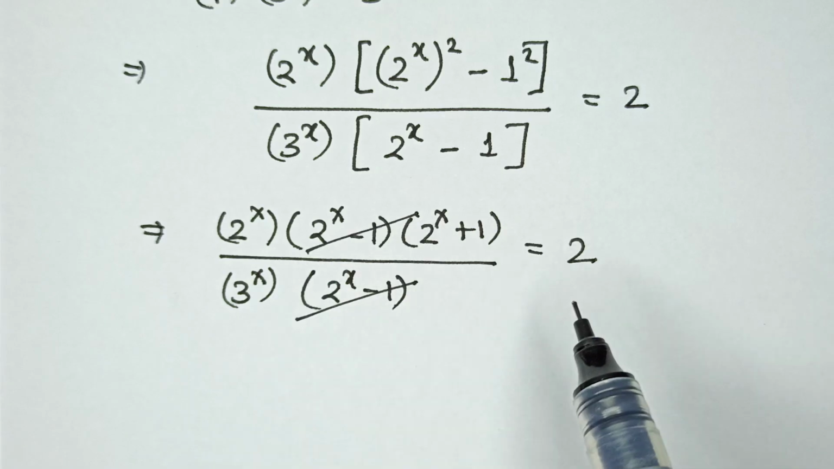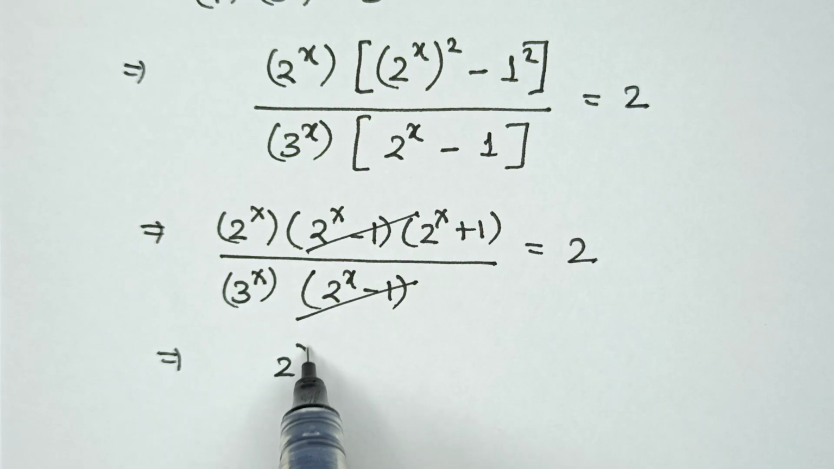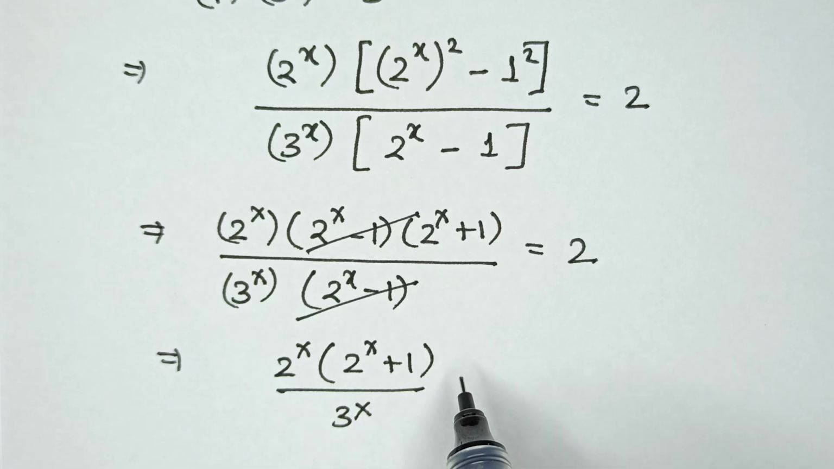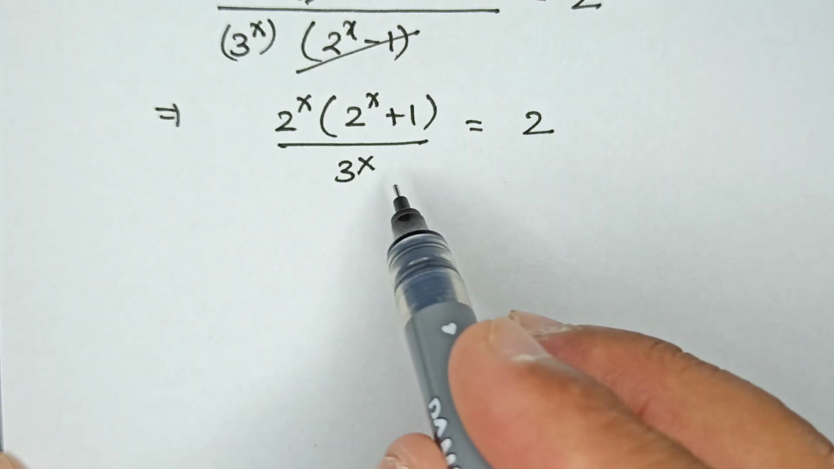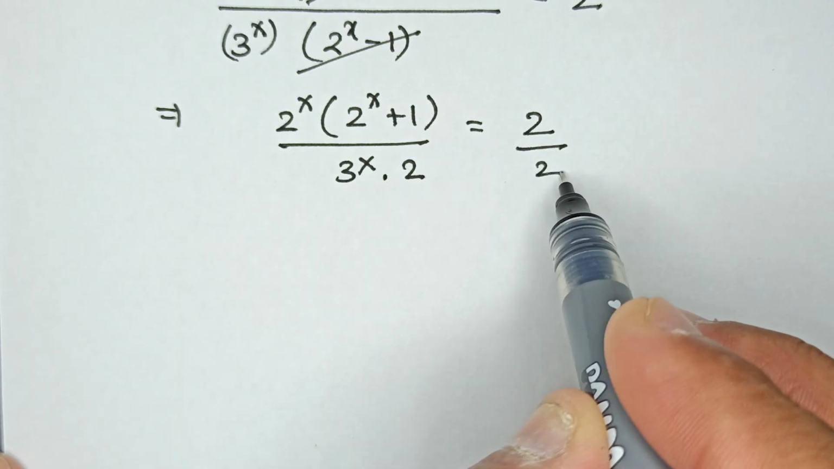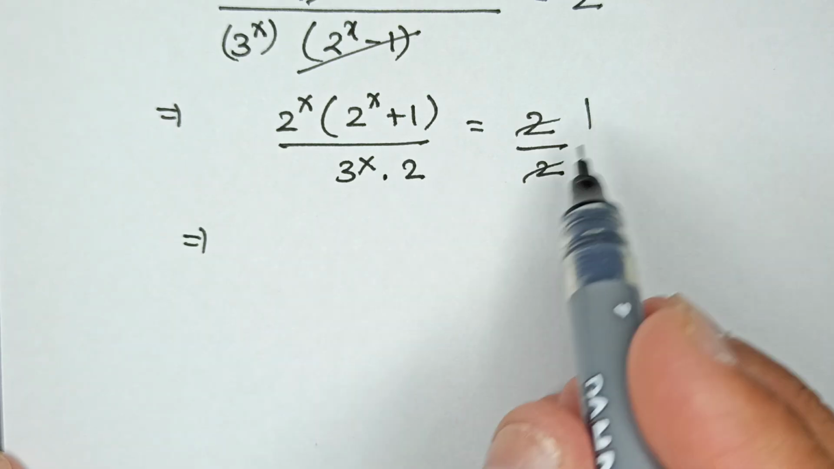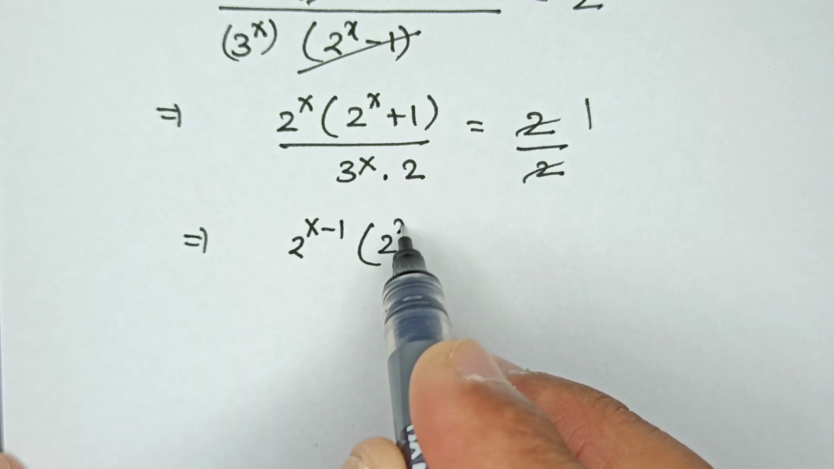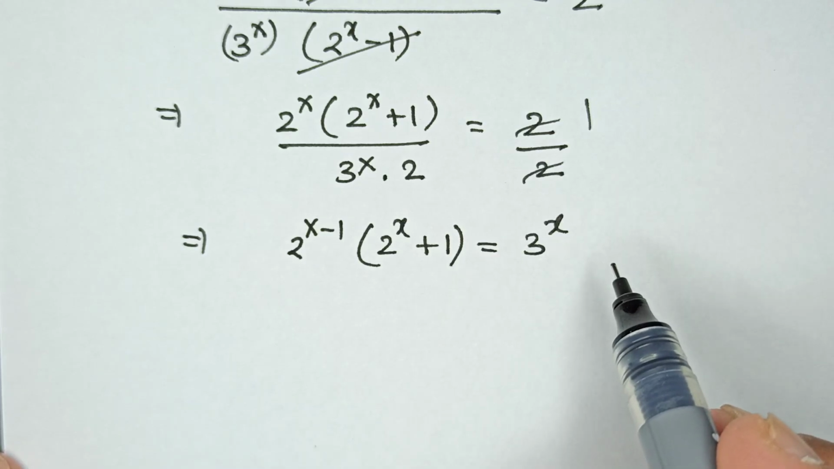From this equation we can cancel out this part of the solution. Now we are left with 2 raised to the power x multiplied by 2 raised to the power x plus 1, divided by 3 raised to the power x, is equal to 2. Now we divide both sides of the equation by 2. On this side we have 1, and cross multiplying 3 raised to the power x, we get (2 raised to the power x minus 1) multiplied by (2 raised to the power x plus 1) is equal to 3 raised to the power x.